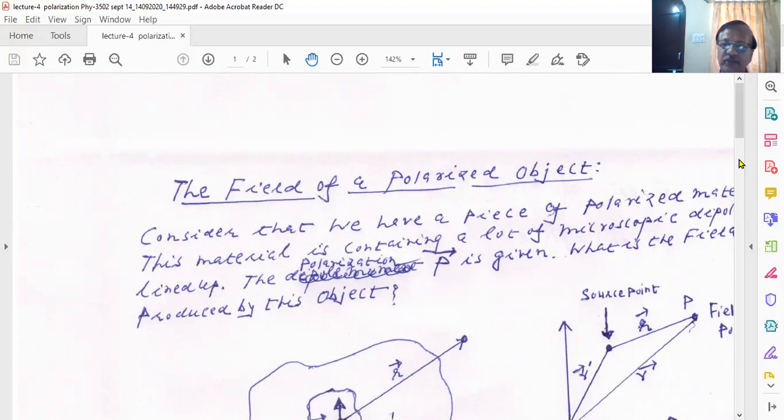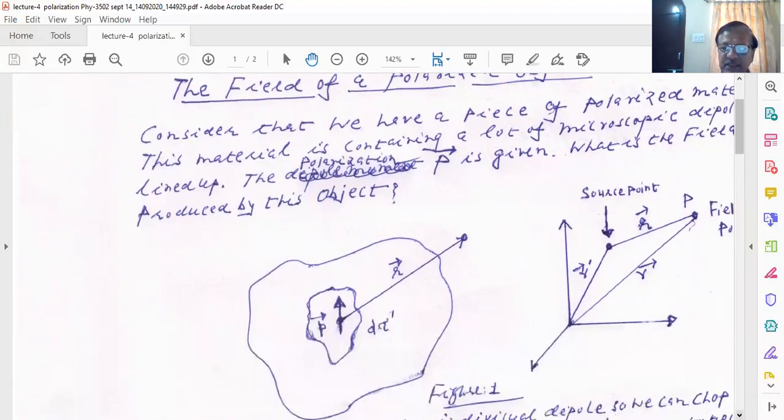Now today we would like to derive an expression for the field of a polarized object. So we have a polarized object or a material, and because of this polarization all the dipoles in this material are lined up, and because of that you have a field due to the polarized object. So we are interested in finding the field because of the polarization.